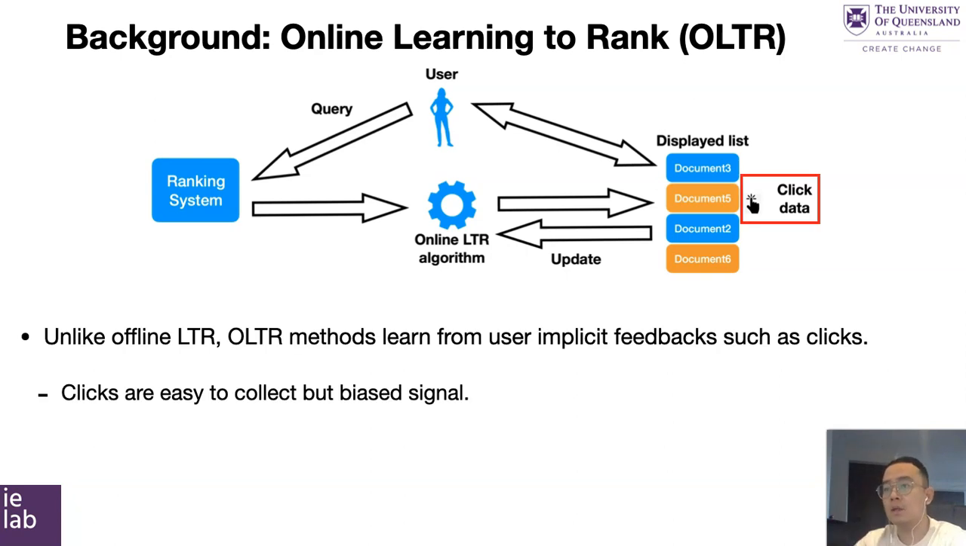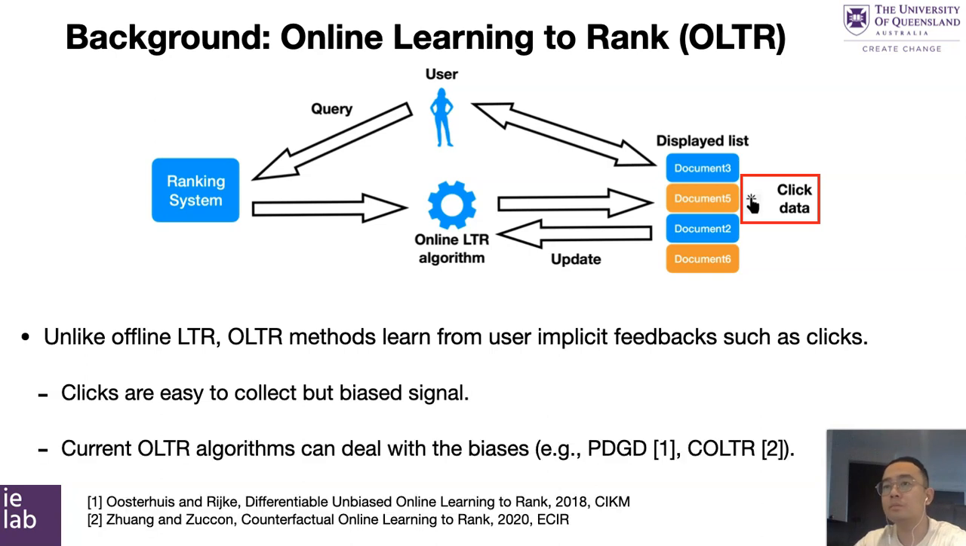Unlike classic offline learning to rank, online learning to rank methods aim to train the ranking model from user implicit feedback such as clicks. This is because click data is much easier to collect when compared with the human judged data used for offline learning to rank. However, clicks are weaker and biased learning signals. For example, higher ranked documents usually attract more clicks even when they are not relevant.